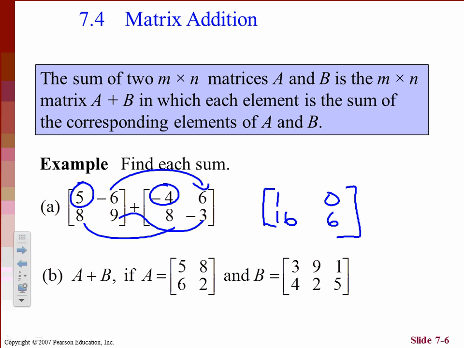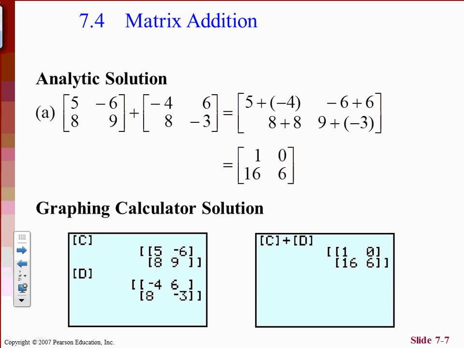Okay, in example B, A is a 2 by 2 matrix and this one is a 2 by 3. If we're trying to add these up, we can't do it. We need the matrices to have the same dimensions to add or subtract them. For the analytic solution, do it like I said. It's not too hard to do with small matrices like 2 by 2s.